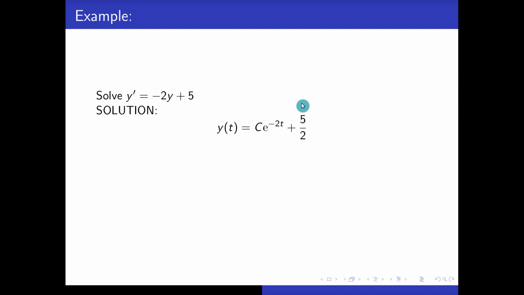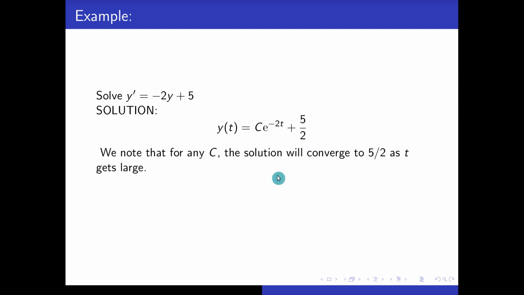Now one question comes up often in differential equations. If you have a solution, what is its long-term behavior? Here you see that the long-term behavior of this solution, no matter what the choice of c is, the exponential part of this function is going to go to 0 because of the negative 2. Then we're just left with 5/2. So in this case, the long-term behavior is that y of t always goes to 5/2, no matter what c is. That's a good thing to know. In fact, some of the homework problems will rely on you knowing that, so that's why I wanted to go through it.